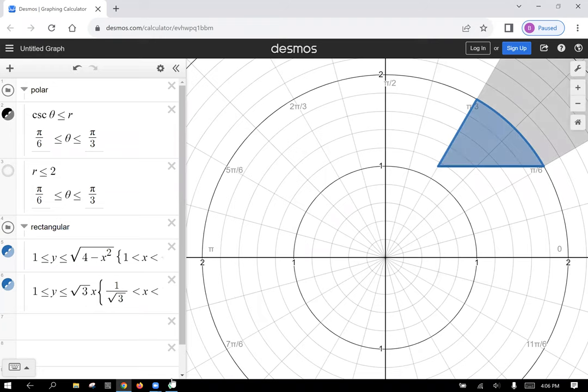So r is greater than cosecant of theta. Notice it shades that. Desmos is limited, or at least I'm limited. I don't know how to make it shade between these two regions. And then r is less than root 2. Notice that both of these are restricted for theta between pi over 6 and pi over 3. And you can see the overlap of those two shadings definitely gives us the same region that we need. So we did it. We managed to figure out that region in polar coordinates.